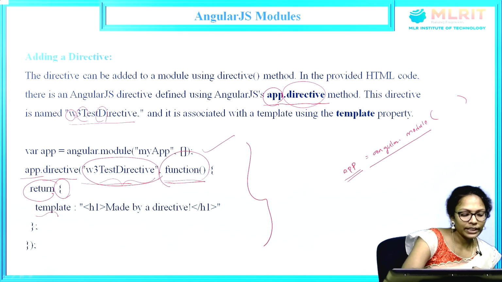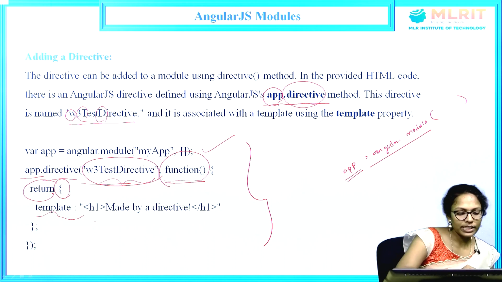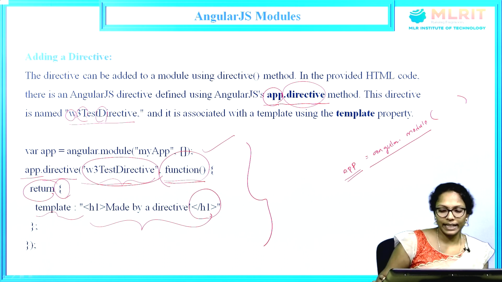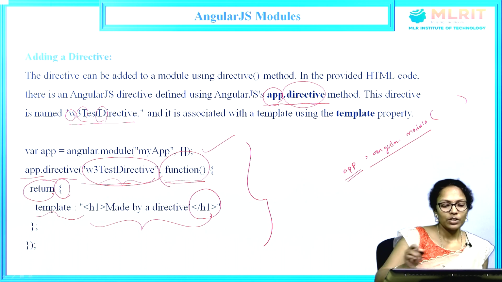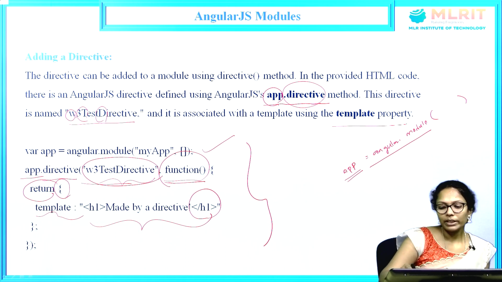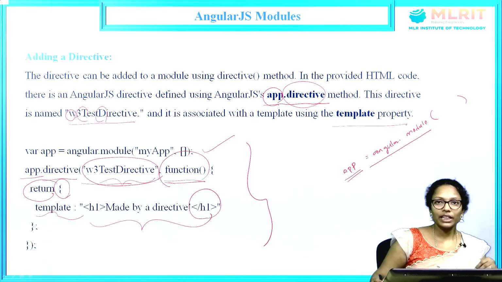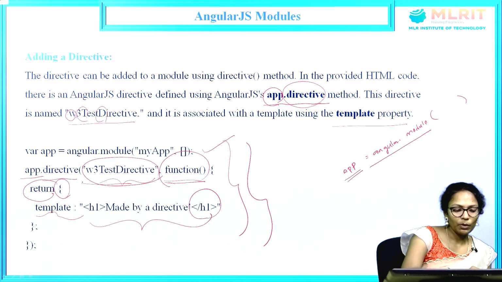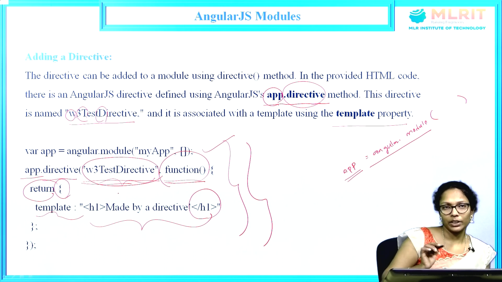It is returning a template. What does this template contain? Made by a directive. It's a message which will be displayed within the heading tags. Now what is this template? A template is nothing but a property which will give the content to your directive. This is the syntax to create a directive, to add a directive to your module. Here, the name of your directive is w3TestDirective, so be careful with the naming conventions.